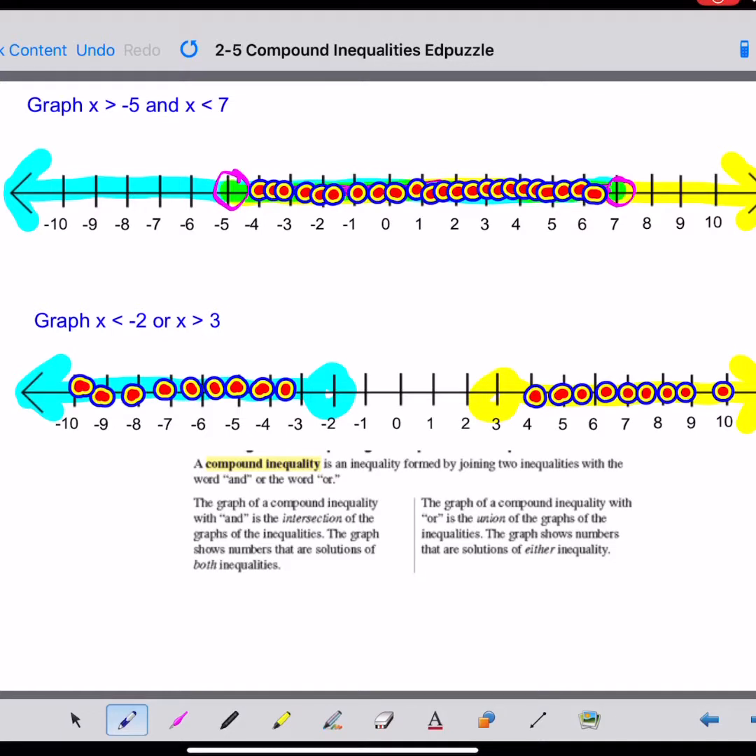The graph shows numbers that are solutions of both inequalities. The graph of a compound inequality of or is a union of the graphs, and the graph shows numbers that are solutions of either inequality.